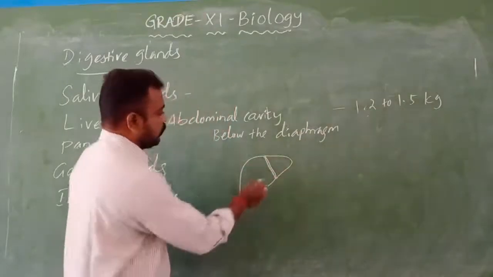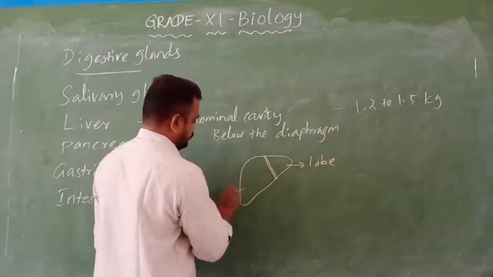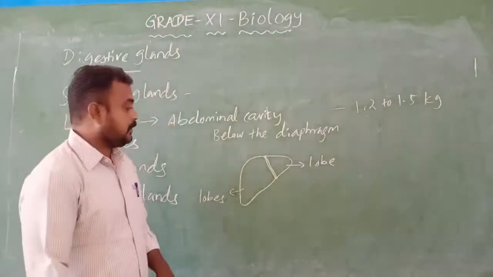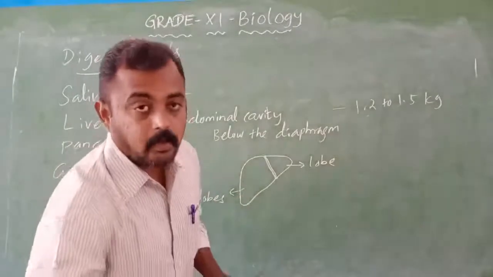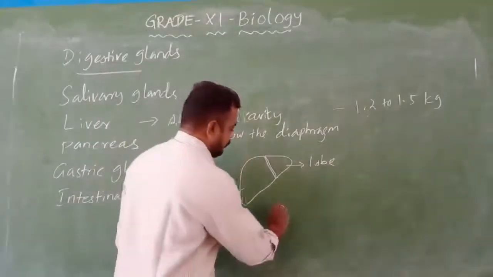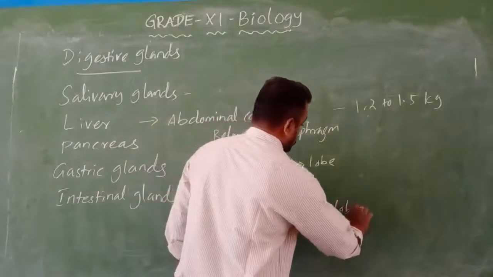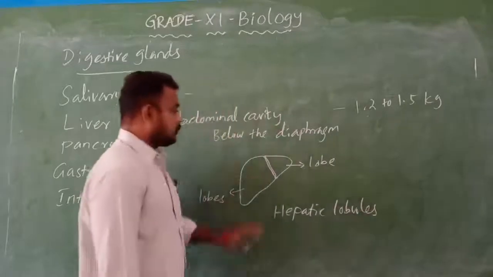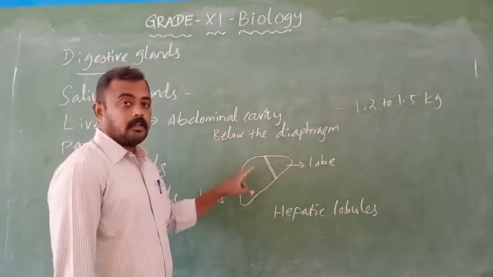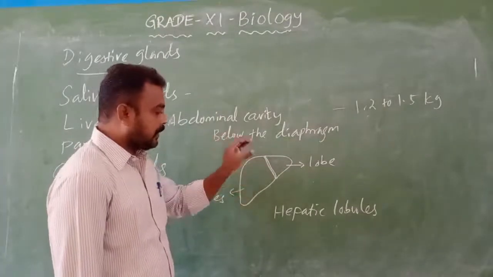So, two lobes. Here one lobe, here one. Then we have hepatic lobules. So, in the liver we have two parts, that is the hepatic lobe. In the hepatic lobe we have hepatic lobules.